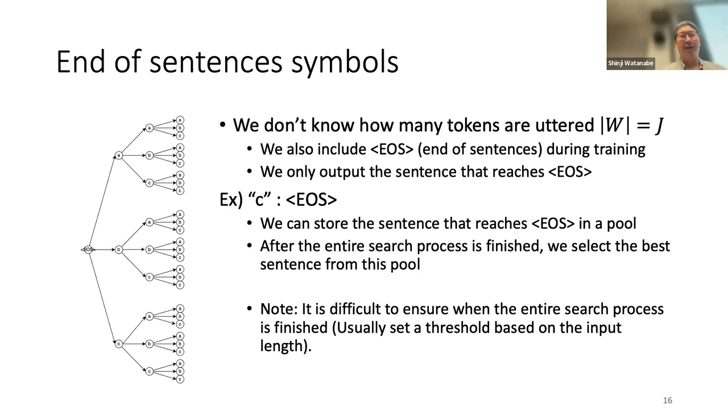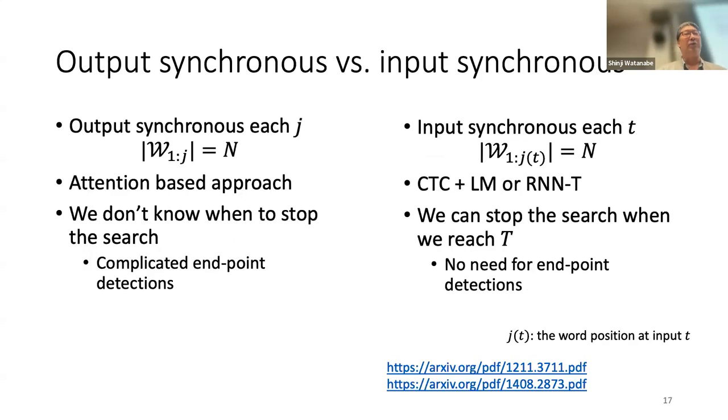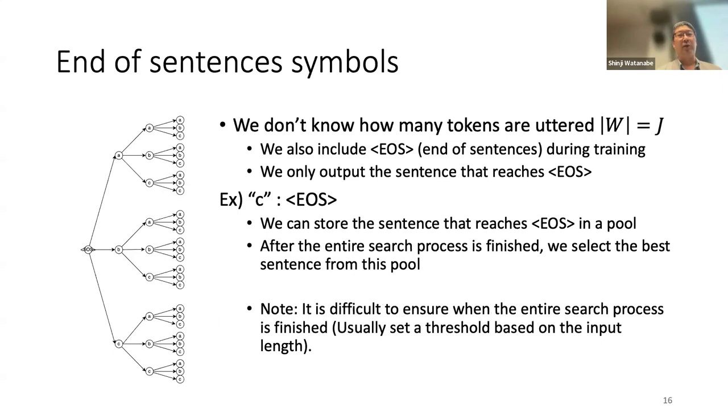So actually, I can expand your question. Even my explanation didn't say anything about the input, right? Input length. I only mentioned the output length, right? That is called the output synchronous beam search, and this output synchronous beam search is what I explained. It's very intuitive because the output is 1 to j tokens, and then we expand each of the tokens and so on.